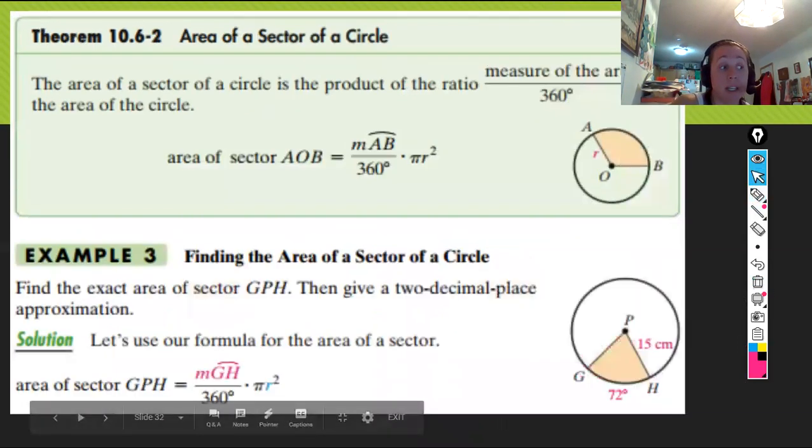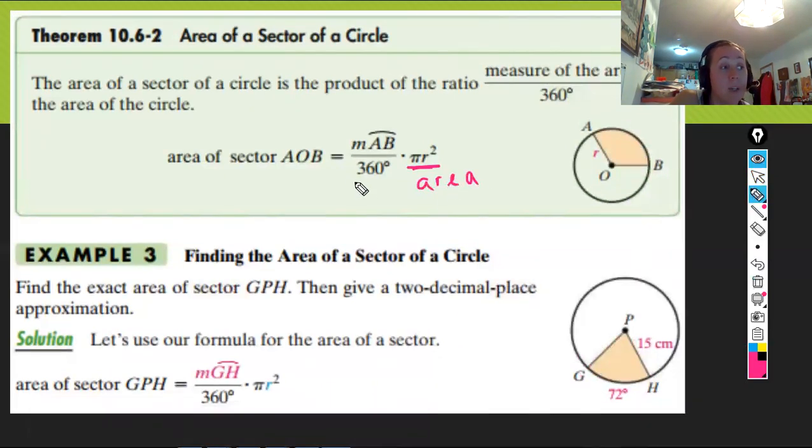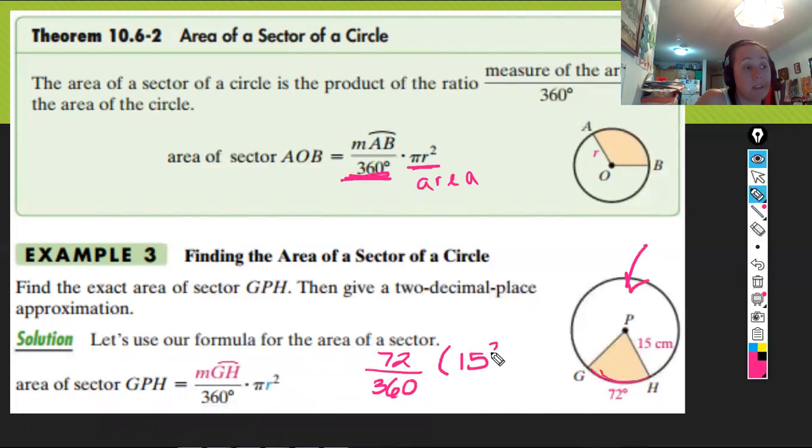Now this one's area of a sector. So instead of finding the whole area of a circle, we just want to find the area of a little section. And all you do there is you take the area formula, this is the area of a circle, and you multiply by the arc measure over 360, so the fraction. So for this area of a sector, I have my radius here. I would take the 72, the arc measure, over 360, and I would multiply it by 15 squared times pi.